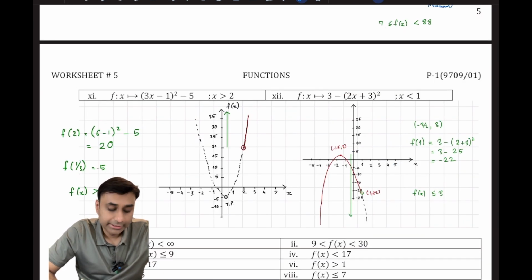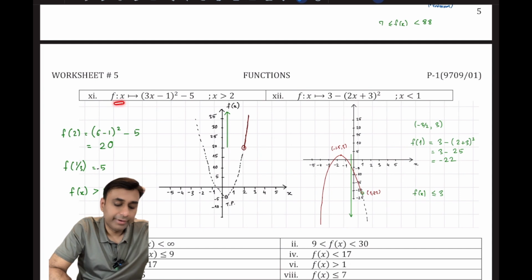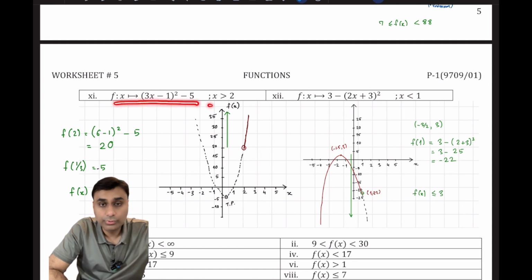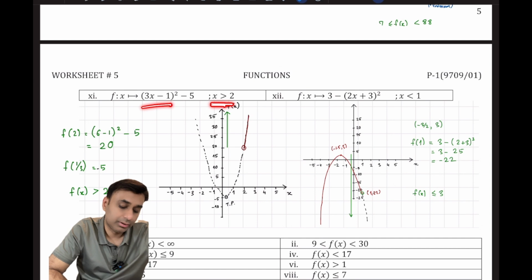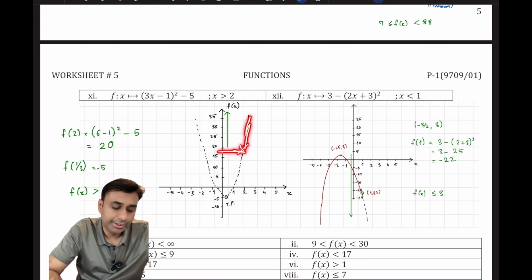Have a look at two more examples. I was given f(x) is (3x minus 1) whole squared minus 5, and I was also told that x is greater than 2. If I find the turning point, which comes out to be 1 over 3, that is less than 2, so it is not part of the interval. So you can see that if x is greater than 2, then your range is going to be greater than 20. Your range comes out to be greater than 20 in this case.